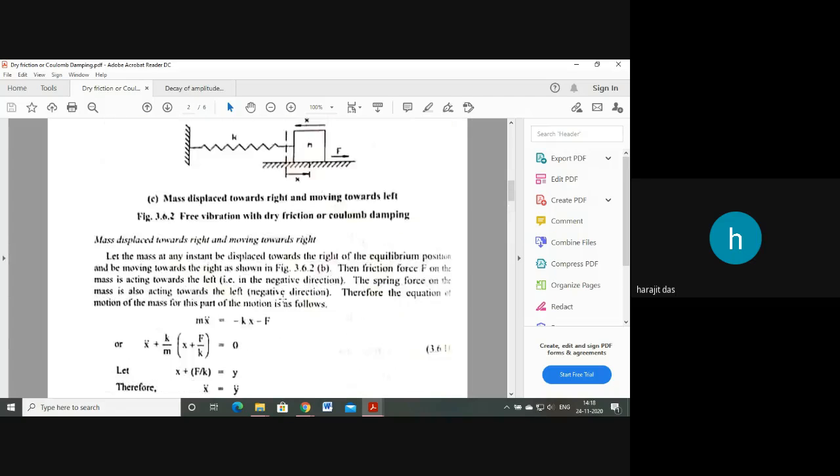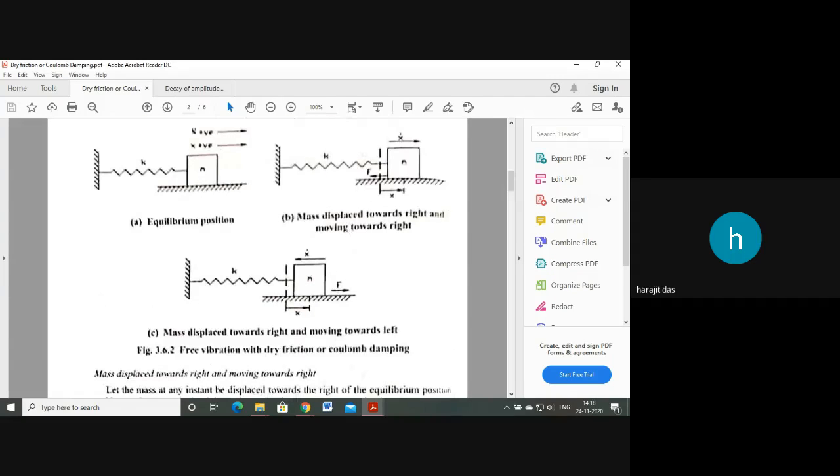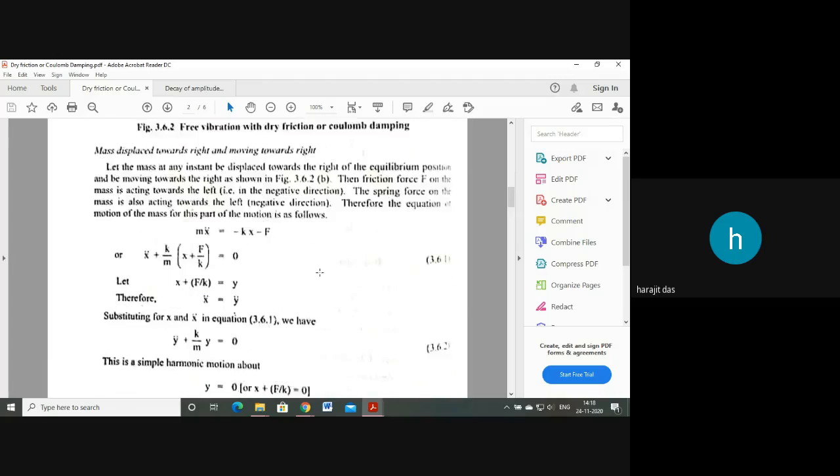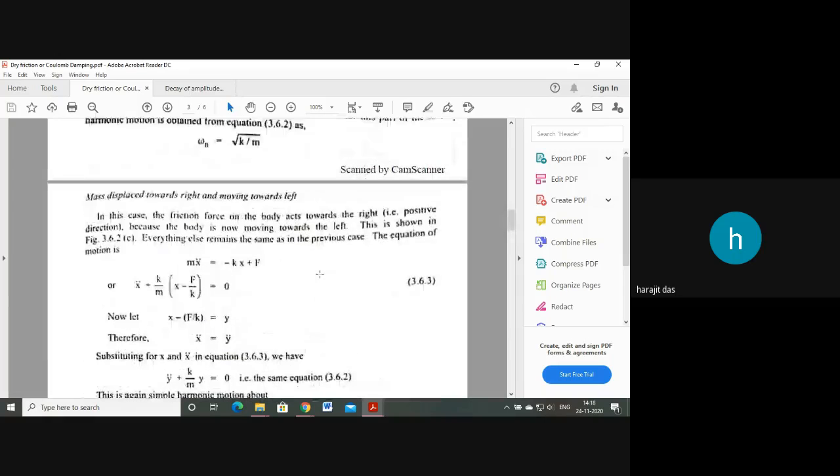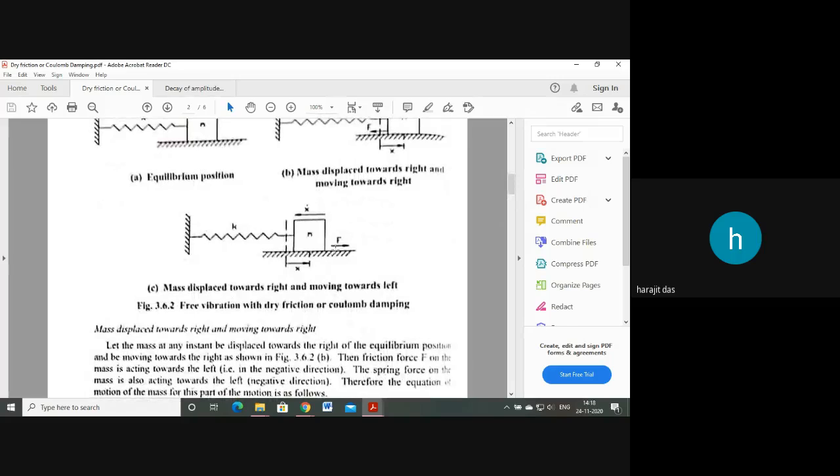Now there is another quarter cycle, isn't it? So the body is displaced towards right and moving towards left, because after reaching the maximum amplitude, it will try to move to the left hand side. For this condition, we'll be analyzing the system again. In this condition, the frictional force will act in the opposite direction of the motion.